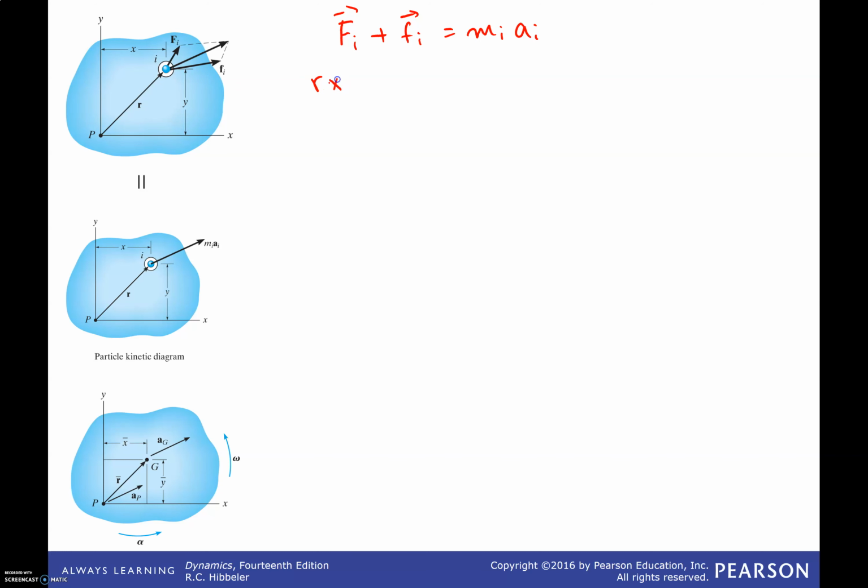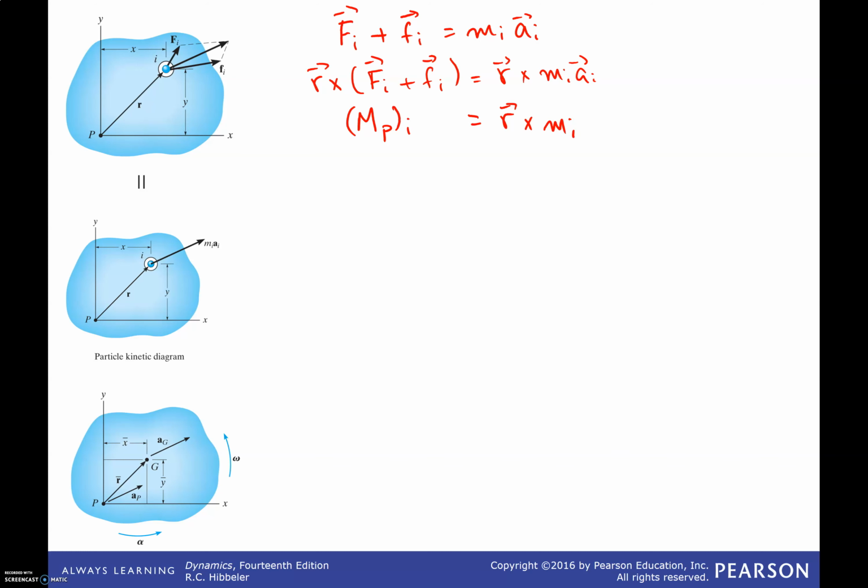So that comes as R cross (Fi plus fi), and that's equal to R cross mi ai. These are vectors here. I haven't done anything, just taken the cross product with R. So this is the moment about P of particle I, and then this is R cross Mi.